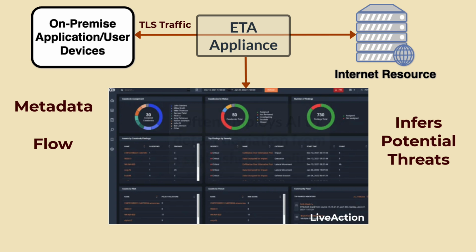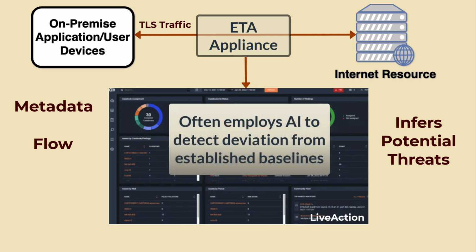Machine learning and artificial intelligence algorithms are often used to identify deviations from normal traffic behavior and flag them for further investigation. While ETA does not provide full visibility into traffic content, it offers a privacy-preserving way to detect anomalies and suspicious activities.